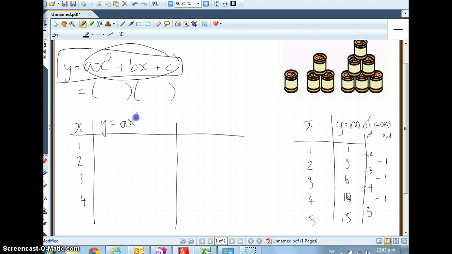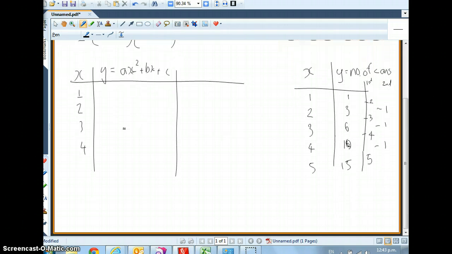Okay? Putting 1 into this equation, 1 squared is 1. So it's going to be a times 1 squared, which we know is 1. And b times 1, because I'm putting 1 into the equation, is... What's b times 1? b, thank you. And then c is tacked on the end. So that's going to be my first term in a letter format.